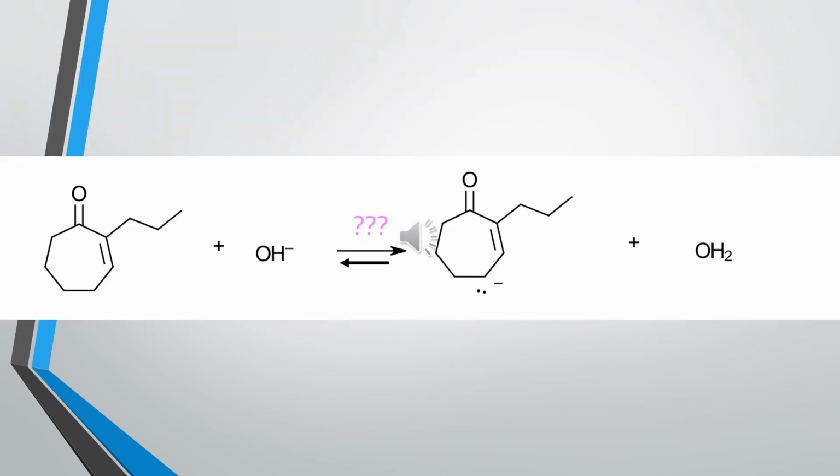Let's do one more. The reaction of that conjugated cyclic ketone with hydroxide base to give the anion of the conjugated ketone and water. Where does that lie?